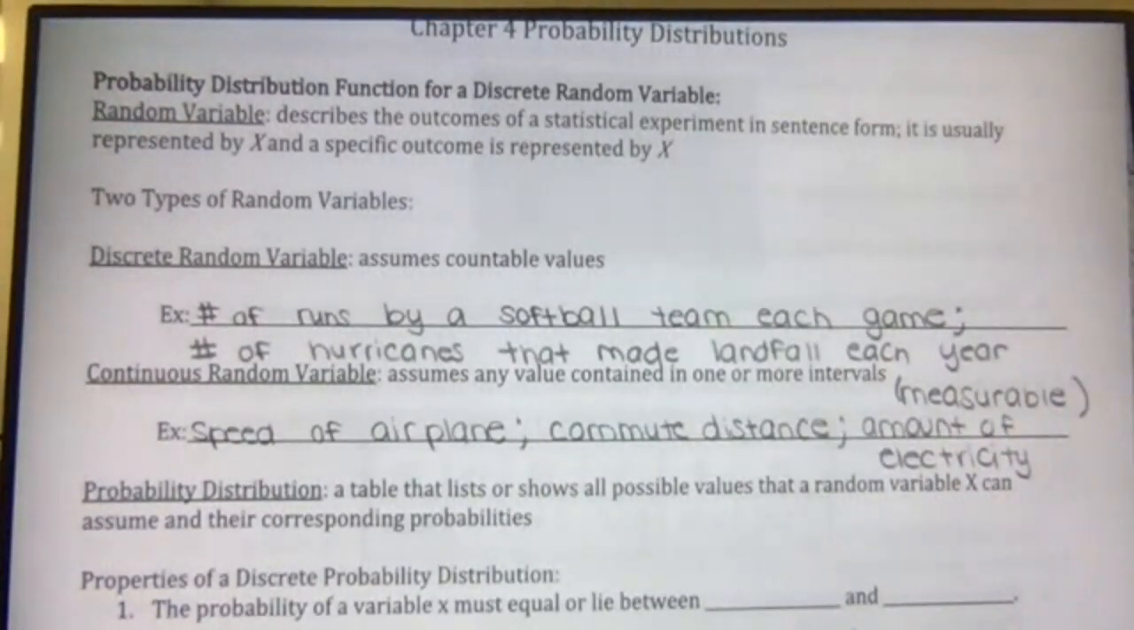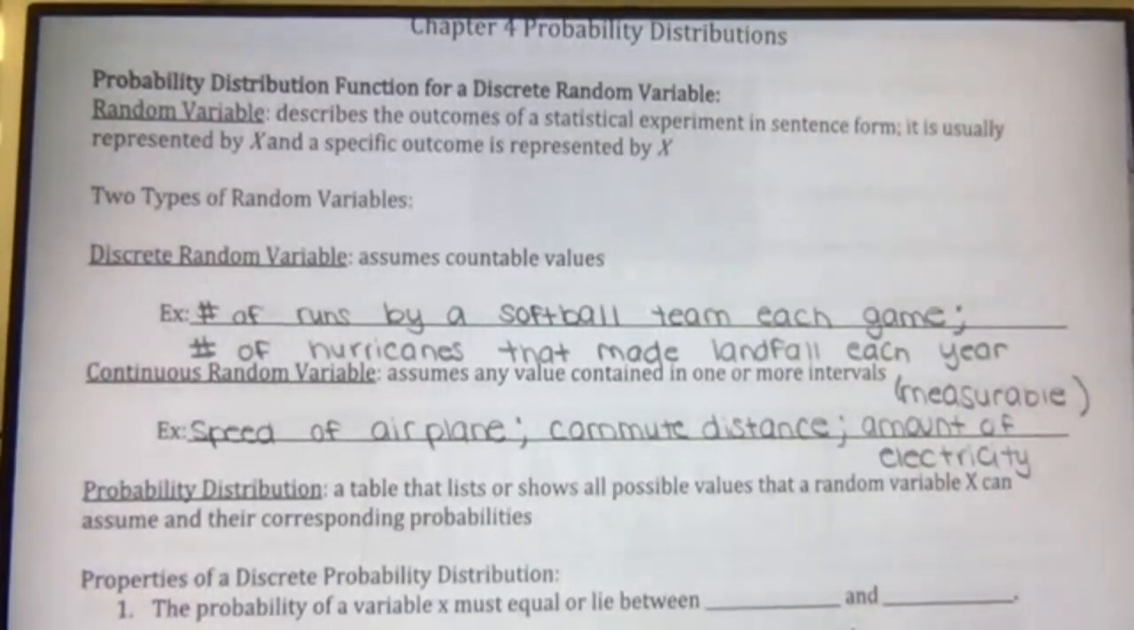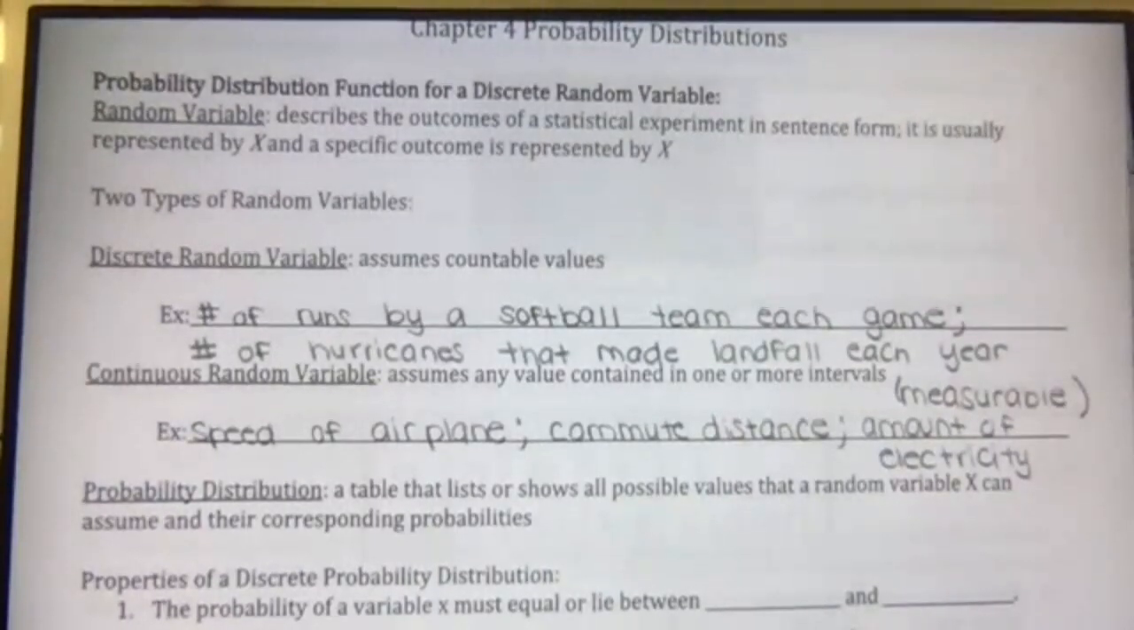So a probability distribution is a table that lists or shows all possible values that a random variable X can assume and their possible probabilities. So instead of just saying the probability of pulling out a red marble out of a bag, that's just one specific thing. This gives us all the different options and then the probability for each option.